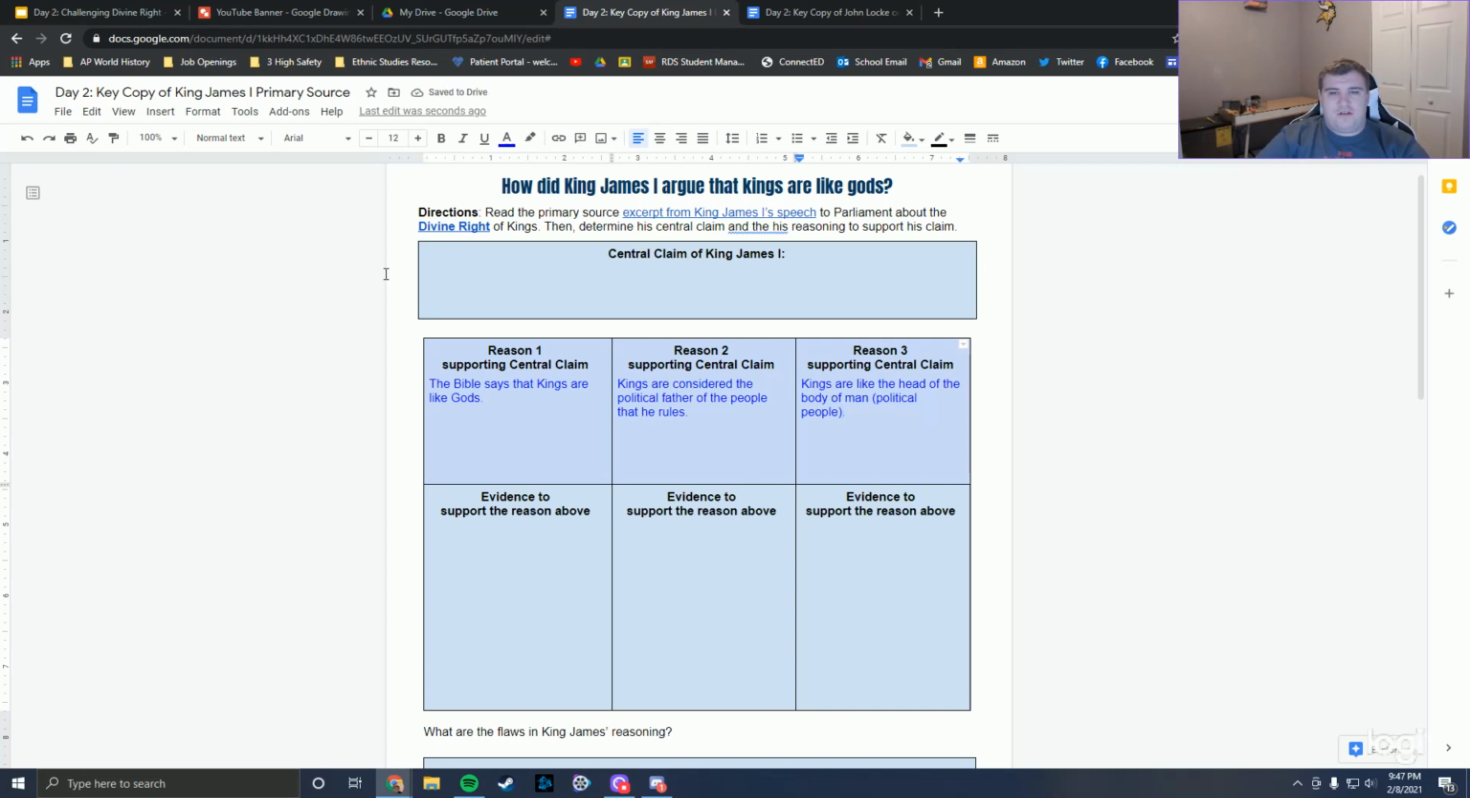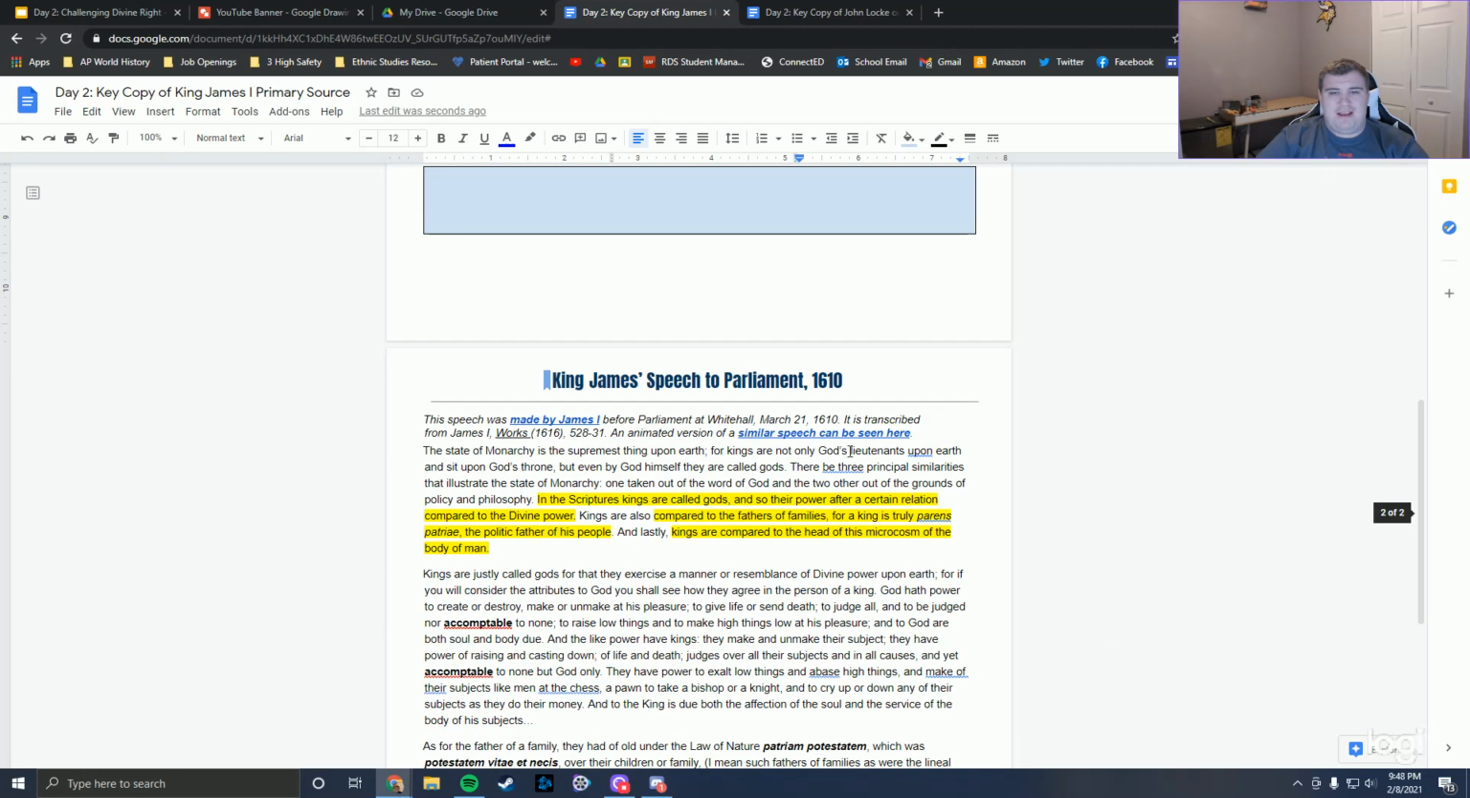Now, this all supports his central claim, and he actually probably wrote it up here. Okay, this first one right here. And what I mean by claim is, what's his main idea? What's his main thing that he is trying to argue? And this first sentence, I should say, says, the state of monarchy is the supremest thing upon earth. For kings are not only God's lieutenants upon earth and sit upon God's throne, but even by God himself they are called gods. Okay, so basically what he is saying is that kings are justly called gods for that they exercise a manner or resemblance of some type of godly power.